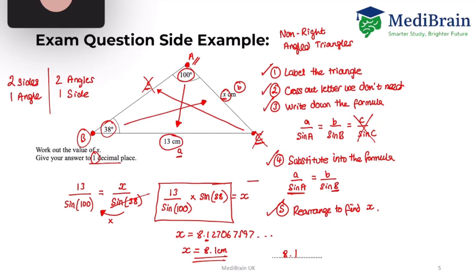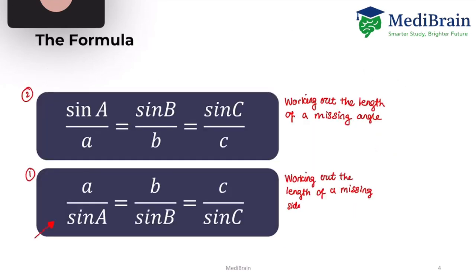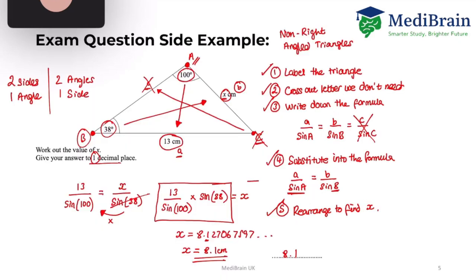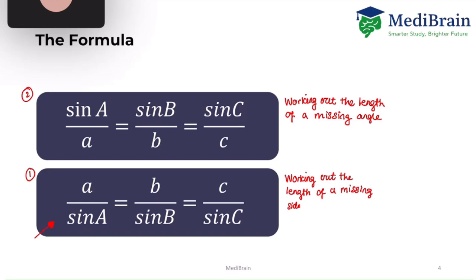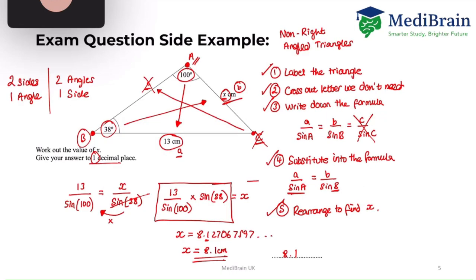But over here, if you're talking in terms of the formulas, when we're working out the side, so in this case we were working out the length of a side, which was x centimeters, we have to use this formula: a over sine A equals b over sine B equals c over sine C. So hopefully that answers your question.